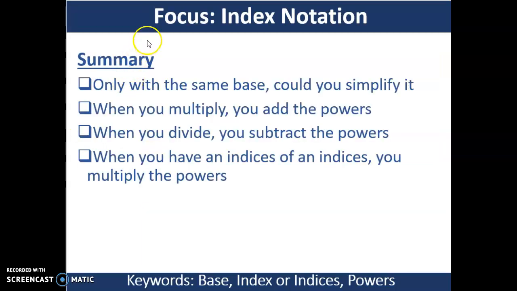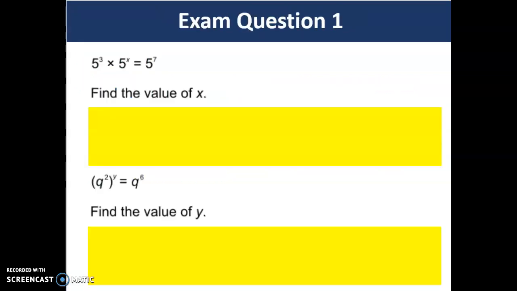So finally, as our focus for summary, in this case, we look at only the same base. You can only simplify if they have the same base. If not, then you really can't, all right? That's a trap. Second thing is you already know when you multiply, you add the powers. When you divide, you subtract the powers. When you have indices of indices, basically brackets, you multiply the powers. Okay, I'm going to give you a couple of exam questions to try. Pause and have a go.